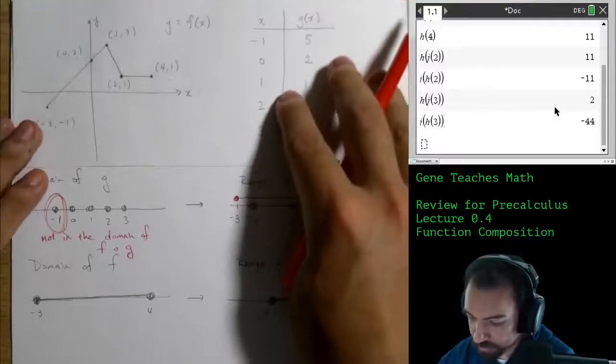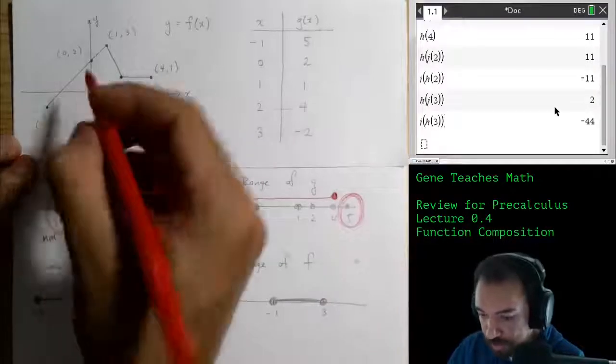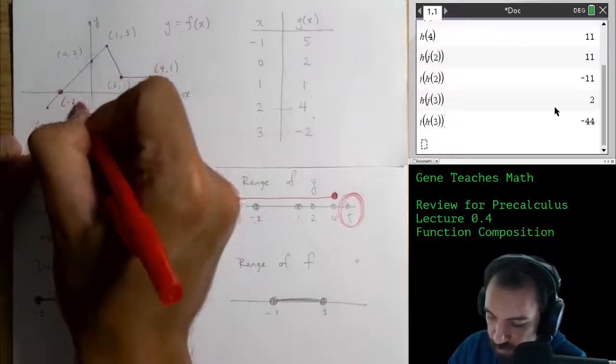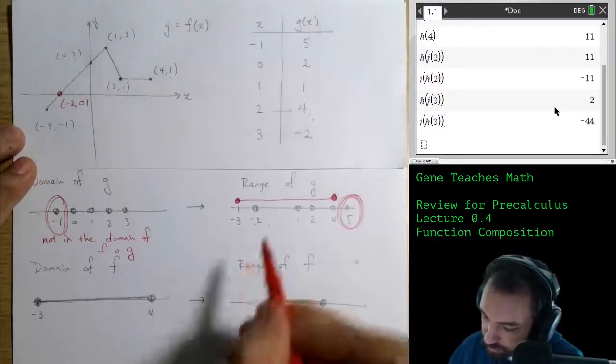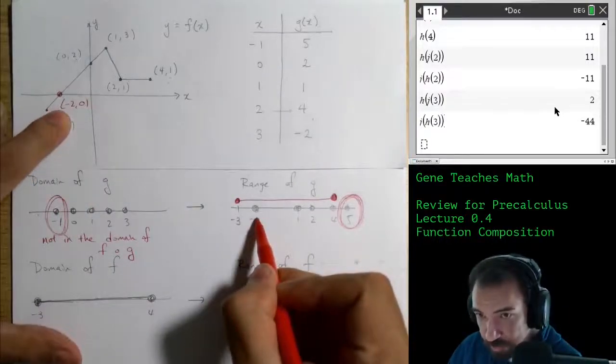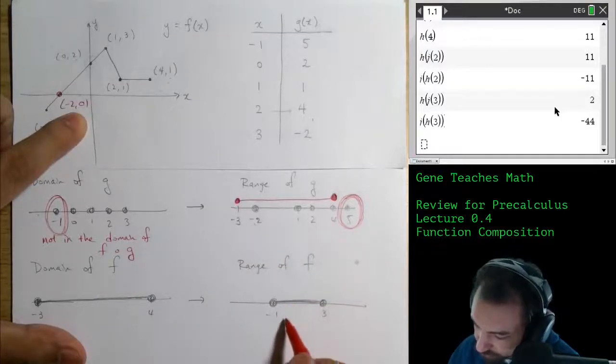So if we look at this, f of -2, I'm going to cheat a little bit and just tell you that this point is -2, 0. You can calculate it by using the slope. So that means when x is -2, my y value is 0, so that means the output is going to be 0. Okay? So 0 is going to happen.